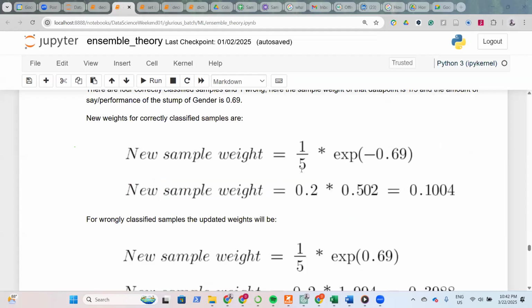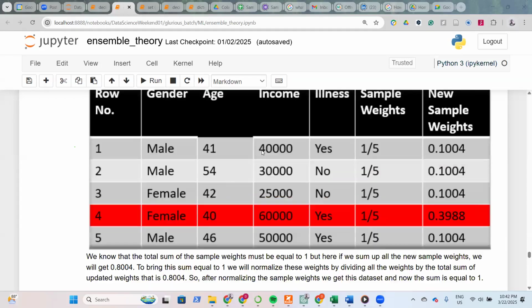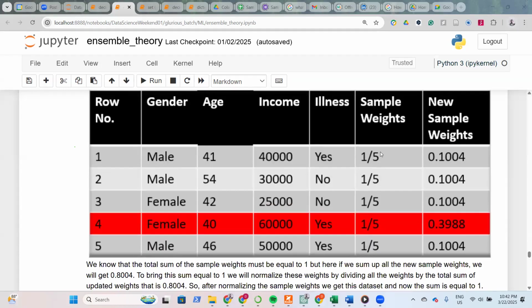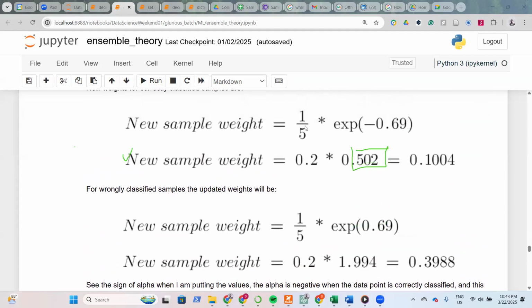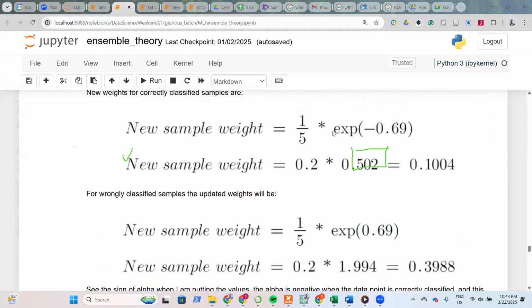So let's come down to see how to calculate the new sample weight. Let's come down to each record now. Let's start with record number 1, this one. What was the sample weight? 1/5. This is the old weight. To assign the new weight, we take this old weight, which is 1/5, and put it in the formula up here, multiplied by the exponential.